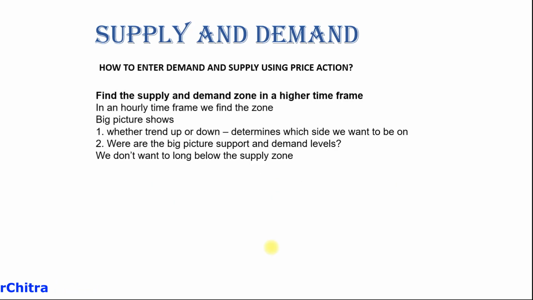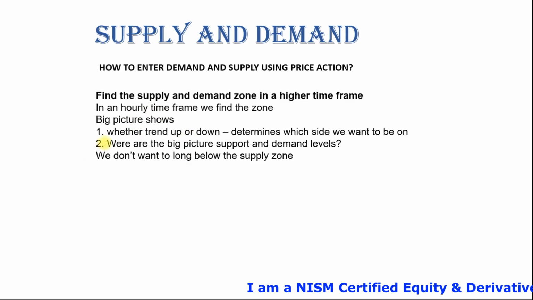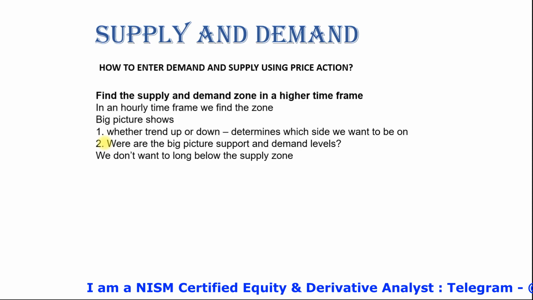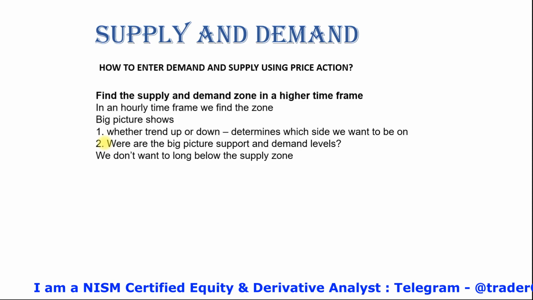How to enter demand and supply using price action? We have to find the supply and demand zone in the higher time frame. In an hourly time frame, we find the zone. In that case, we can see the big picture. Whether the trend is up or down, determine which side we want to be on. So in the hourly time frame, we have to find the supply and demand zone, and we will know the picture, that is, whether the trend is upside or downside.